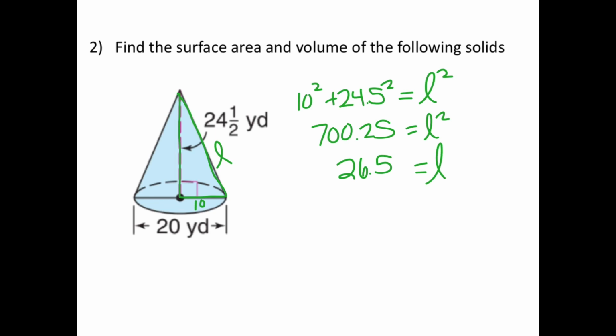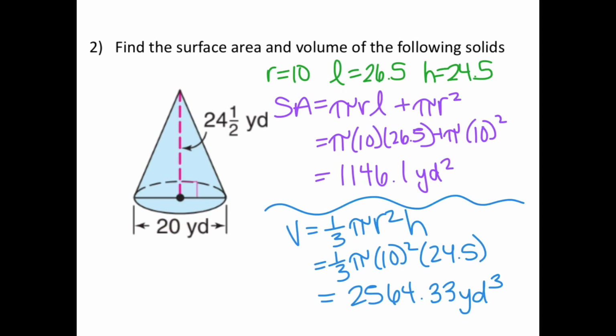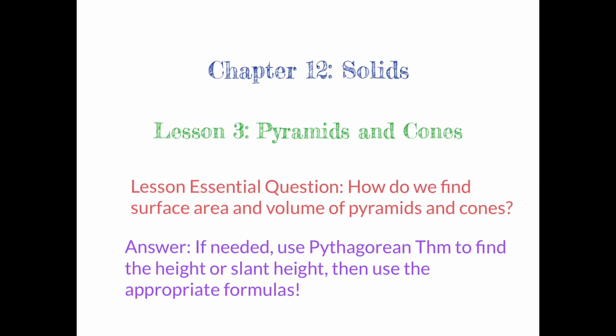Last one, looks like we have the height and we have the radius is 10. So this right triangle here will help me figure out the slant height, which after plugging in 10 and 24.5 for my legs ends up being 26.5 for my slant height. So we will use 26.5 as the slant height, 24.5 as the height of the cone, and then 10 as the radius for the circle. Plugging those values into the appropriate formulas, we have our answers for surface area and volume.